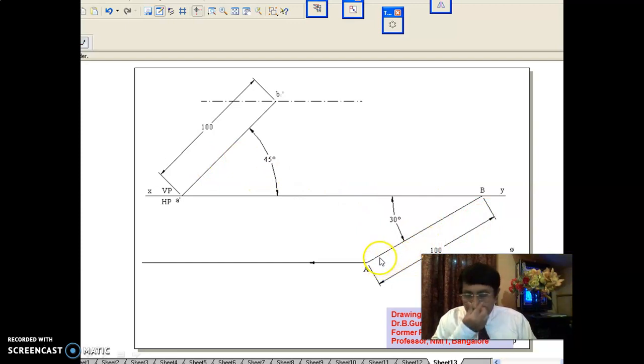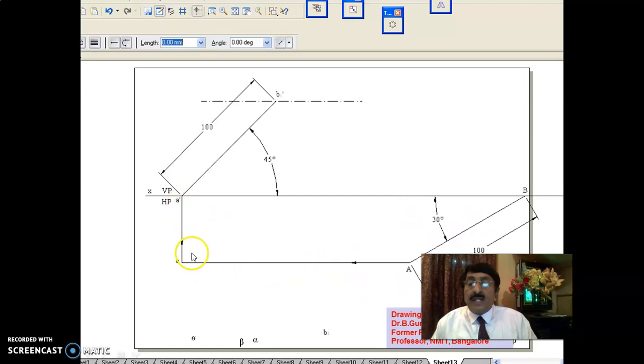But the interesting fact here is, when you draw a line at 30 degrees, the end B should be on the XY line. That is why I made a small construction here. You do this construction separately because end B should be on VP and end A is on HP. That is why put B here, A here, in capitals. It's just an auxiliary construction. Draw an inclination at 30 degrees, cut 100 and come here. Then you get the distance of A in front of VP.